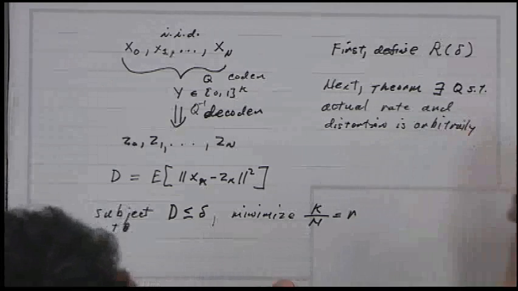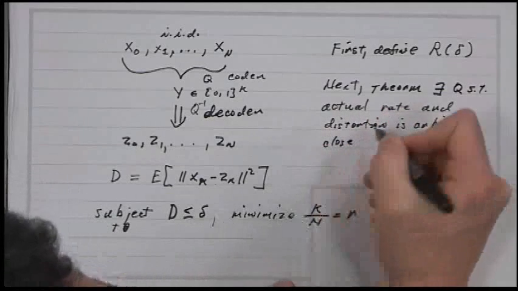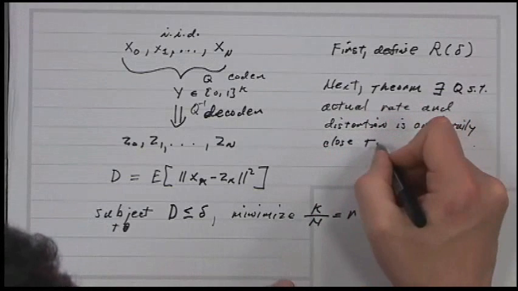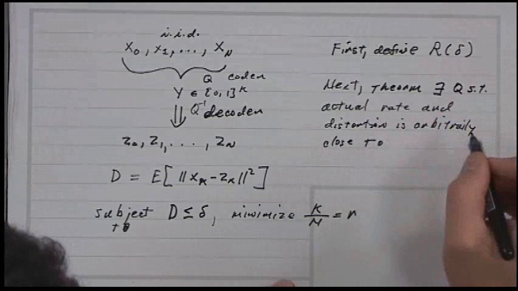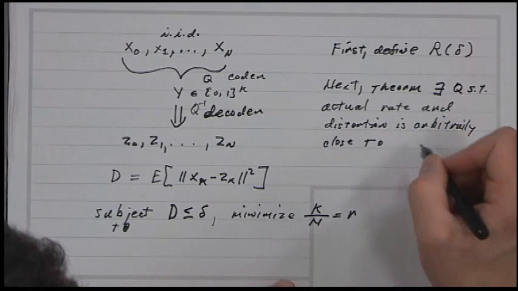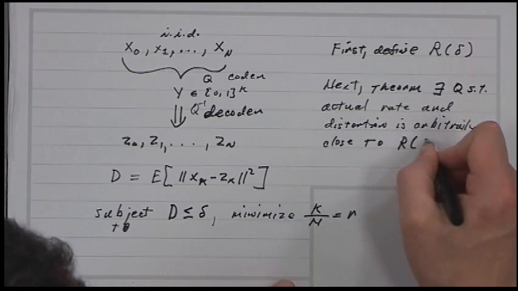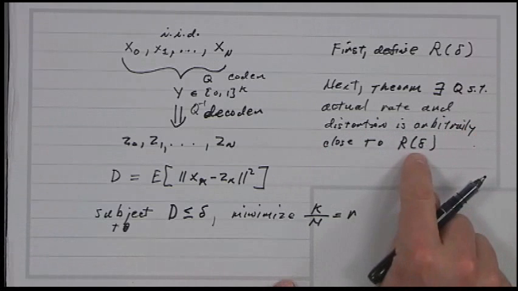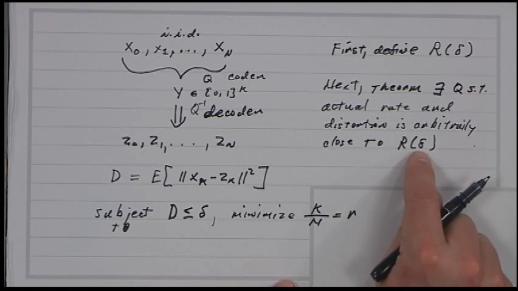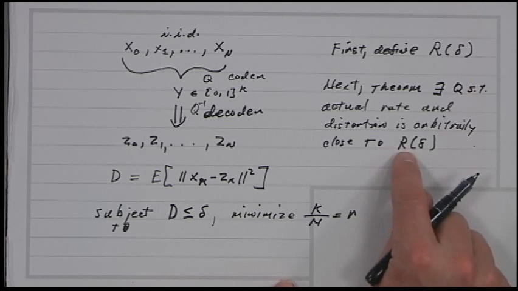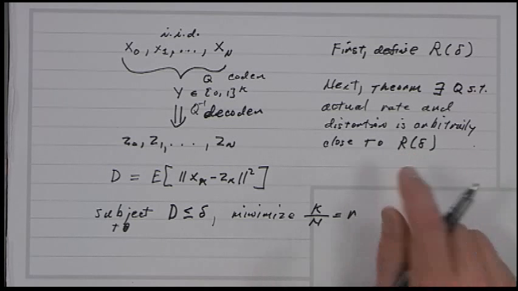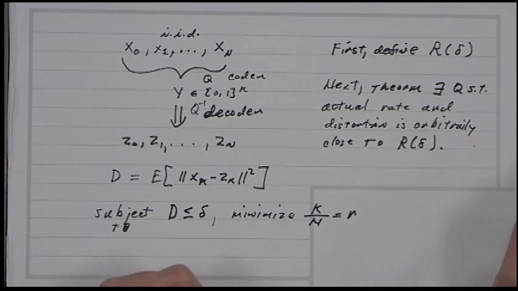Arbitrarily close to R of delta. So in other words, at a distortion, say slightly more than delta, you can achieve a rate slightly more than R, where slightly is as close as you want. So this is just like a limiting proof, right?